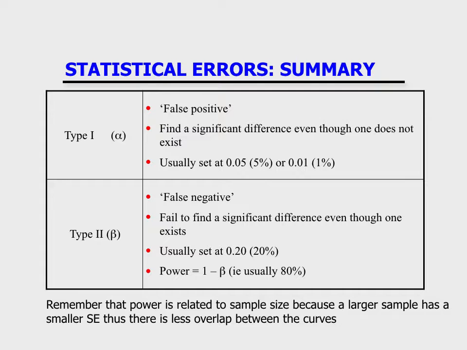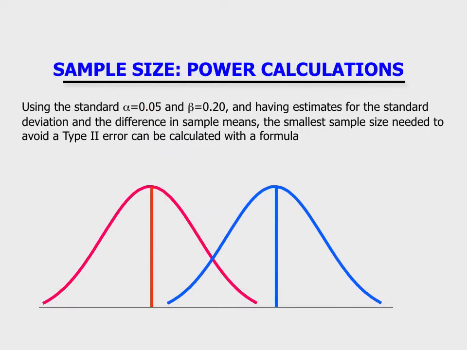So below it says the power is related to sample size. The larger the sample, the smaller the standard error. And there's less of an overlap between curves. Once there's less of an overlap between curves, it means there's a bigger difference between the two populations. And therefore, the power is actually much higher. So doing power calculations, we're not actually going to do those, but we do use the alpha level, we use the beta level. We also have to have an estimate of a standard deviation and the difference that we're going to find in the sample means.